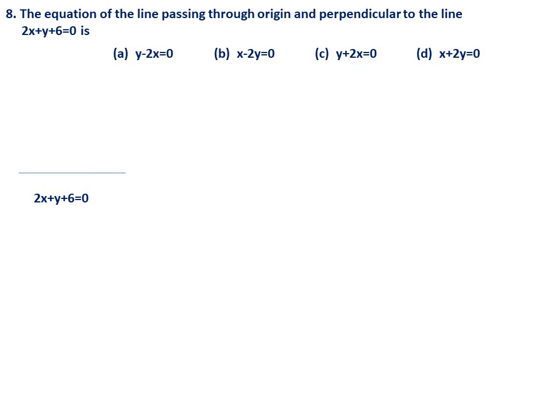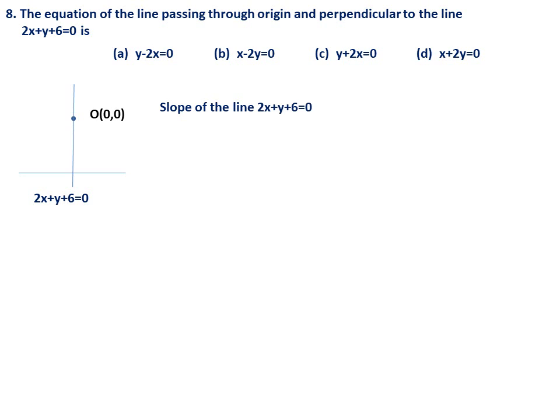Now what you have to do is, see here, consider this line 2x plus y plus 6 equal to 0. Now what we need is, we want a straight line which should be perpendicular to the given line and it passes through the origin. So this is the idea. Now let us work out like this.